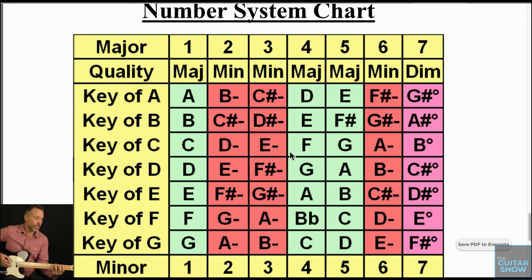If we went to the key of G, right here at the bottom, here's G. If we played G major, A minor, B minor, C, D, E minor, F sharp diminished, G. And it all works very nicely together, doesn't it? Sure. And if we wanted to break these rules, we could.